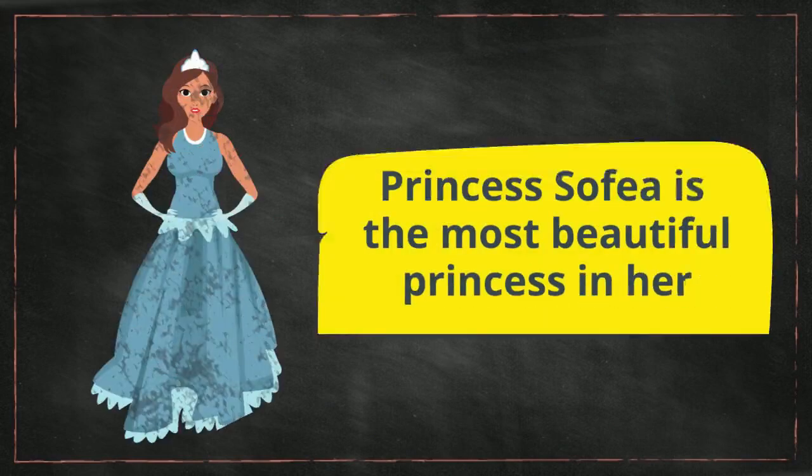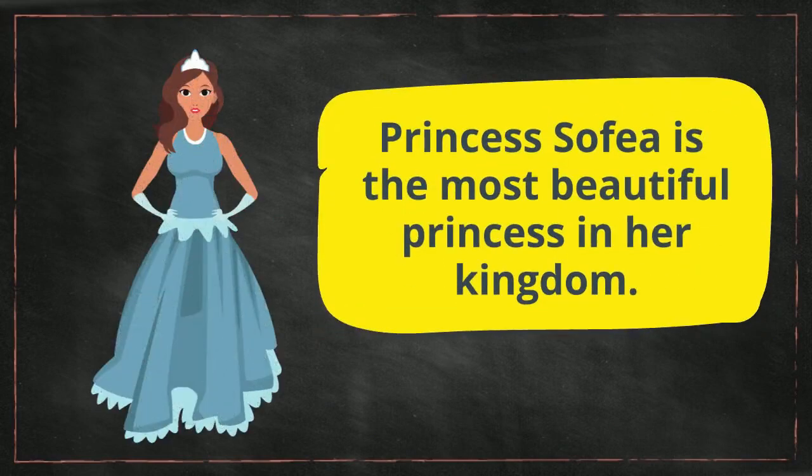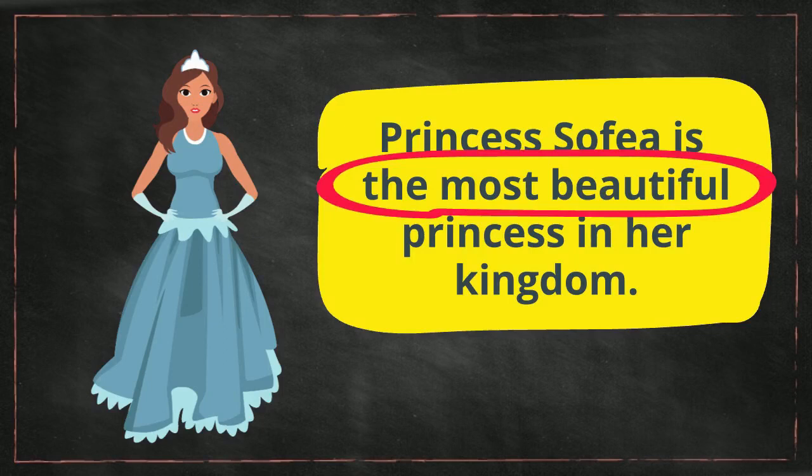The second example, Princess Sophia is the most beautiful princess in her kingdom. So, Princess Sophia di sini adalah yang paling cantik di seluruh negara dia. Di dalam negara dia, jajahan dia tu, dia adalah yang paling cantik. And the superlative adjective here is the most beautiful.